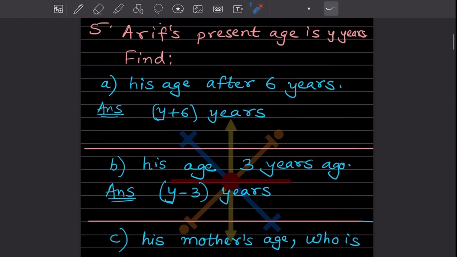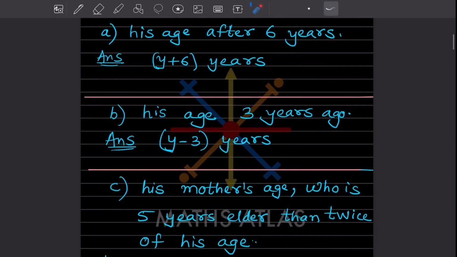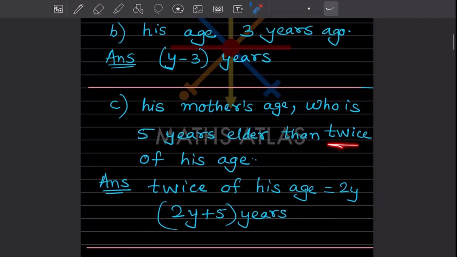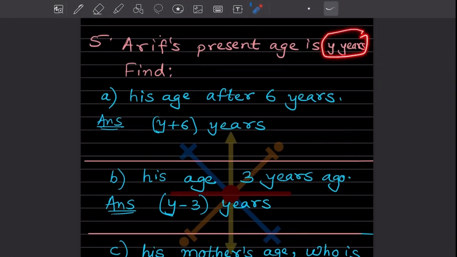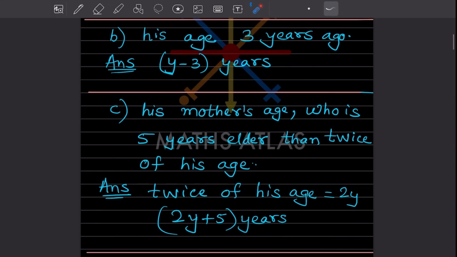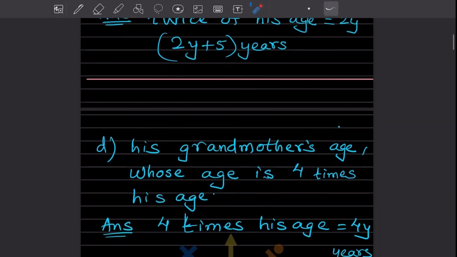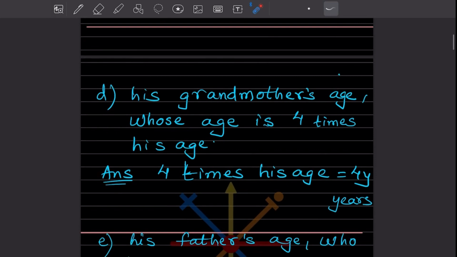Okay. Now what does the next question say, that his mother's age, who is 5 years older than twice of his age. Okay, so what are we going to do first? We will think what twice of his age. Twice of his age means the age is given as Y years, right? So twice of his age means this is 2Y, correct? And then they said 5 years elder. His mother is 5 years elder means 2Y plus 5.